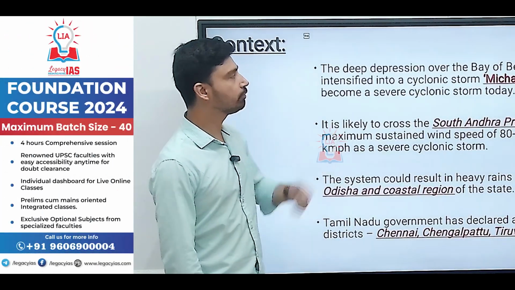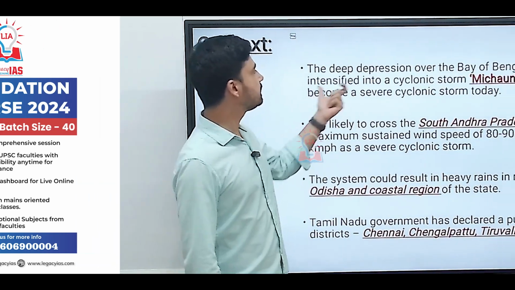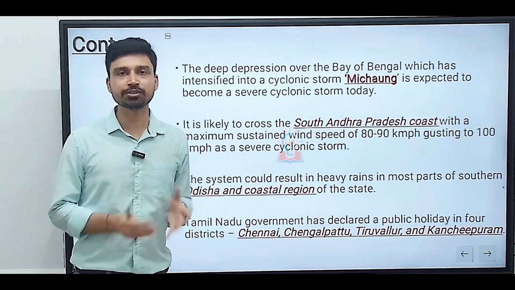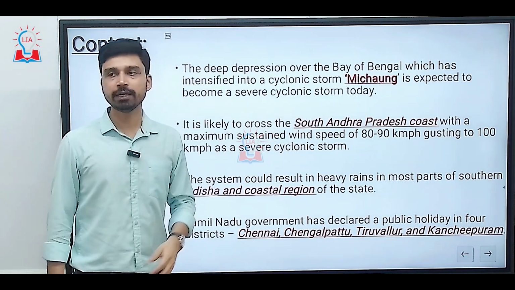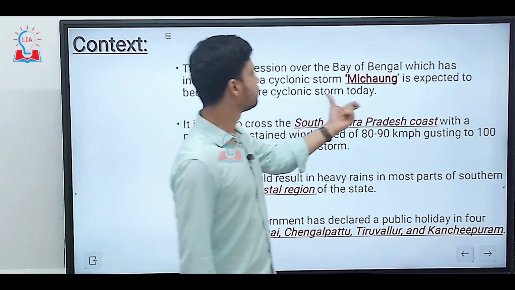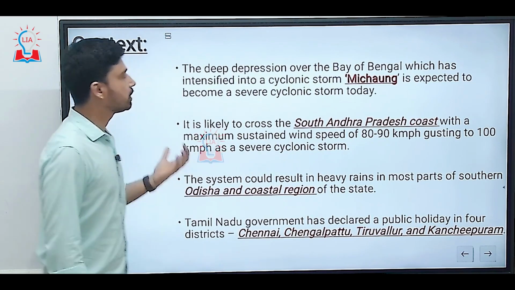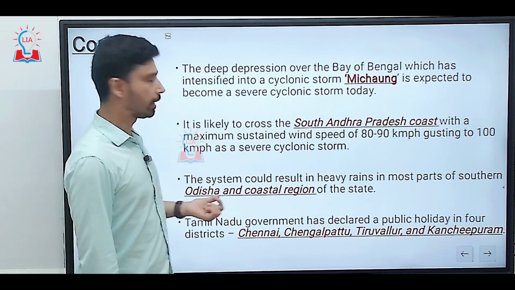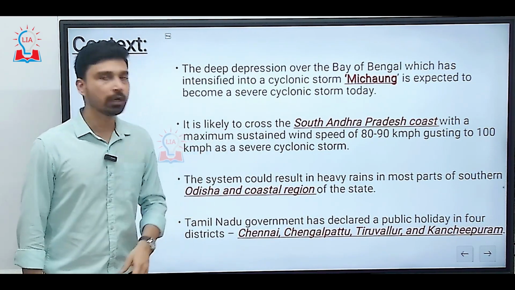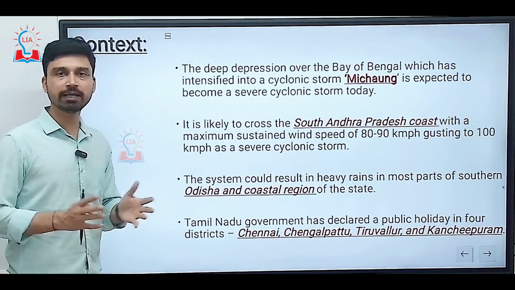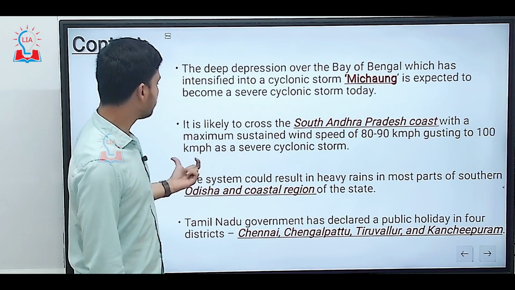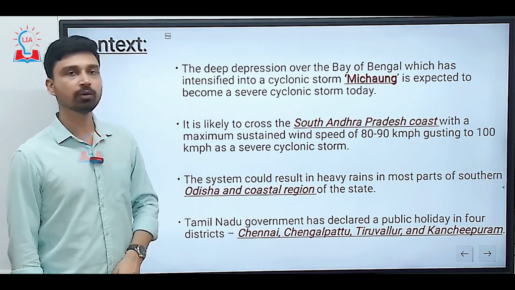First of all, to give you a brief background, recently the deep depression, that was a low pressure system developing in the Bay of Bengal region, has intensified into a cyclonic storm, that is Michaung, and is expected to become a severe cyclonic storm today. It is likely to cross the South Andhra Pradesh coast with a maximum sustained wind speed of 80 to 90 kilometers per hour, gusting to 100 kilometers per hour, as a severe cyclonic storm.